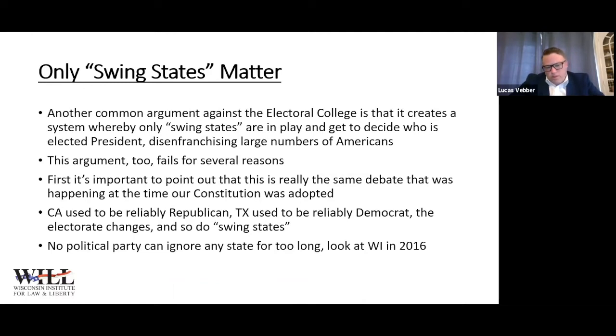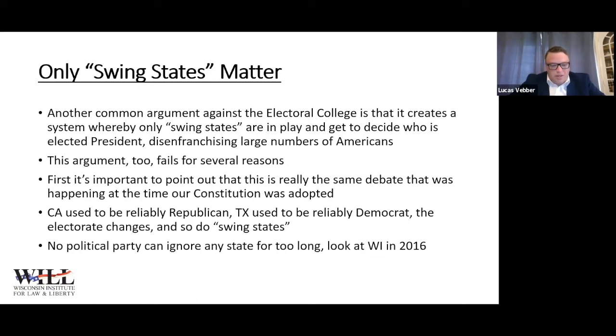But it's important to point out that this was the same debate that essentially happened at the time our Constitution was ratified. It was small states versus large states. The question was, should we have a popular vote and focus only on the number of people who are voting, or should we create a system whereby every state was guaranteed a say? They chose the latter.